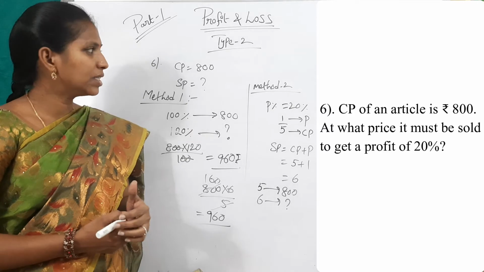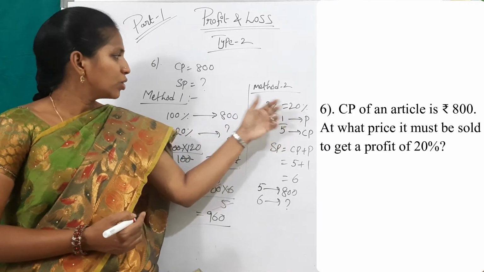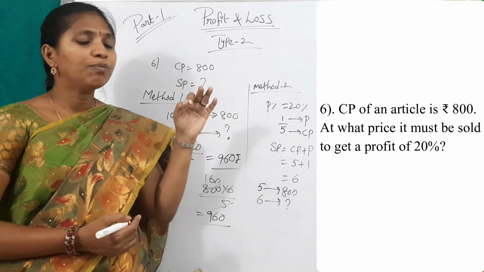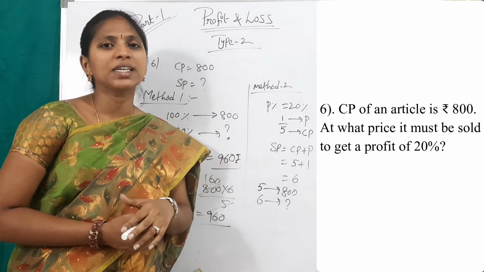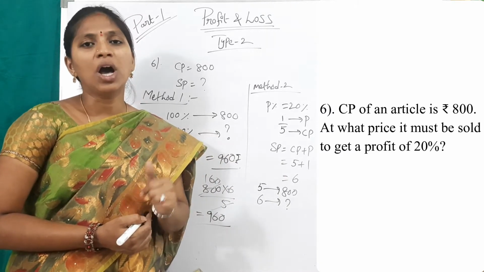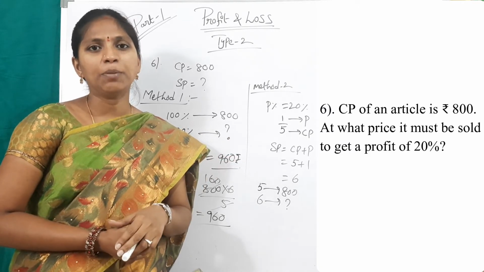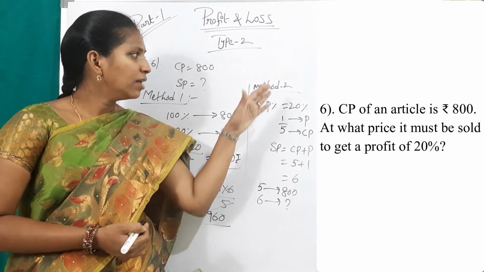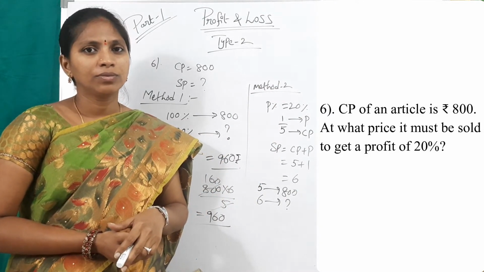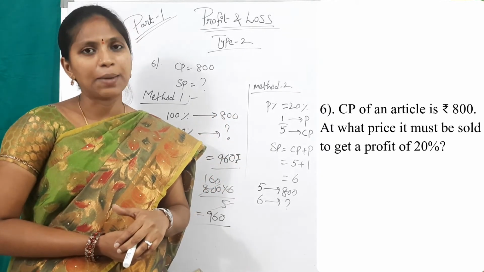Learn both methods. Here profit percentage is 20 percentage, so this method is very easy to follow. First, suppose the profit percentage or loss percentage is in decimals, meaning 12.5 percentage or 33.33 percentage or 37.8 percentage, like this, then this method 2 will be helpful. By using this method too, we can save our time in the exam.